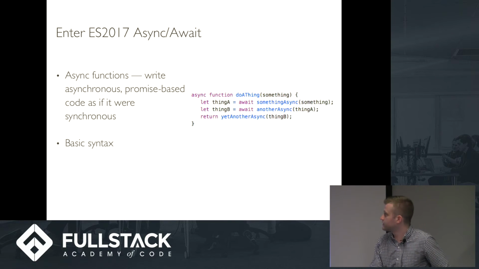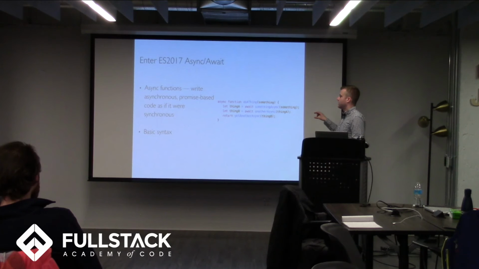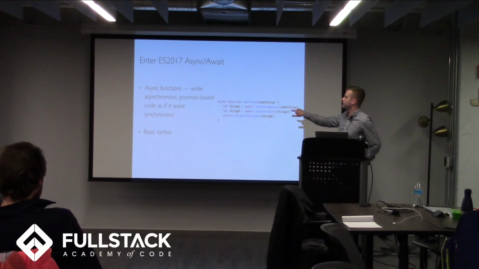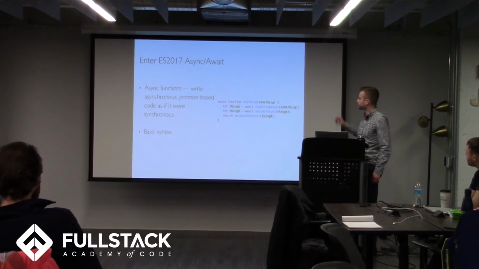So that's where ES2017 async await comes into the picture. They basically are here to get these asynchronous functions, and we can write this promise-based code as if it were synchronous. So it's these asynchronous functions, obviously async functions, that look like they're synchronous. Here's a quick basic syntax example. You declare it with the async keyword, and then you just continue on like it's a normal function.